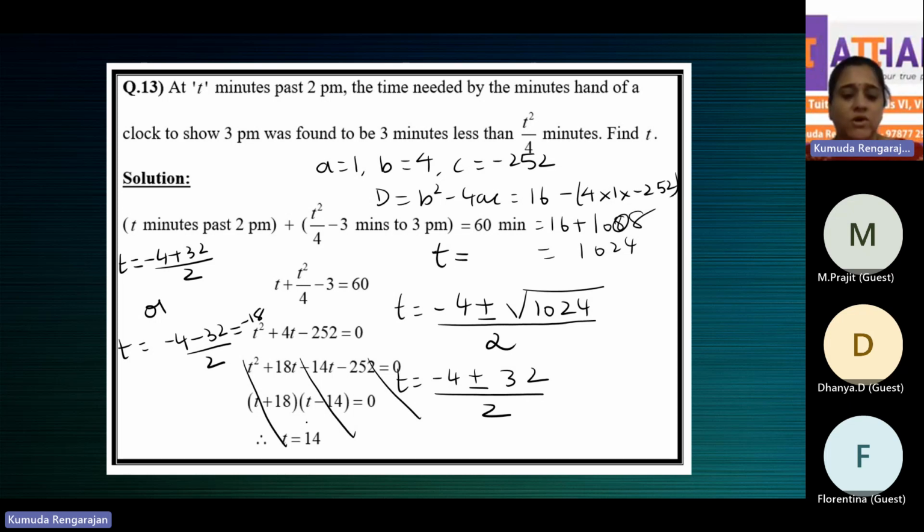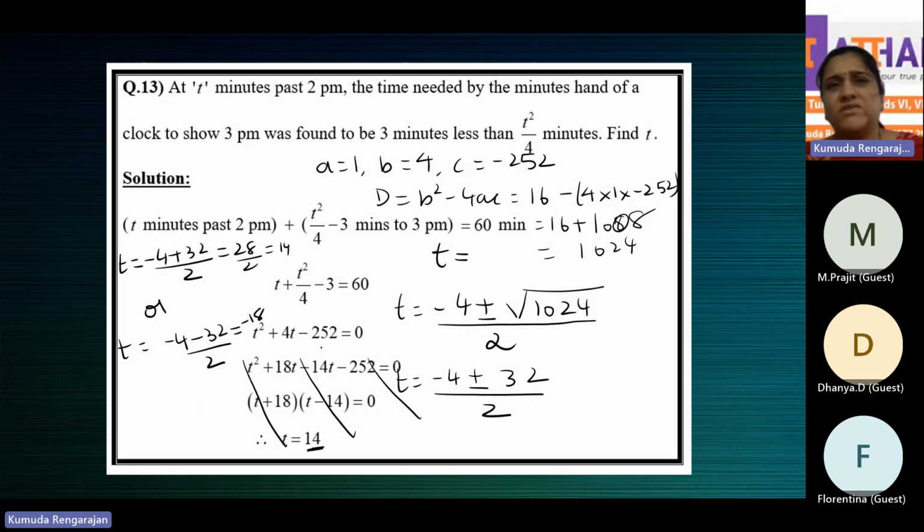Minus 18. See, that's what we got here also. T plus 18 is equal to 0, T is equal to minus 18. So that we ignore. Then here, 28 by 2, which is 14. That's what we got here also. T is equal to 14. Here also we got two values. T is equal to minus 18, we ignore that. And T is 14. So find T, T is 14.